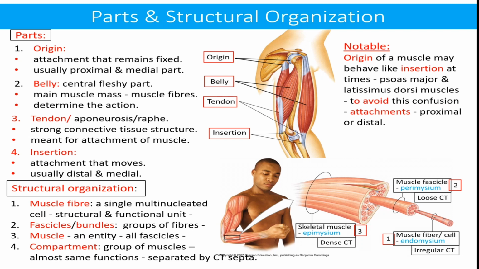A group of muscles having the same or almost the same functions are separated from other groups having different functions by connective tissue septa, and the space in which such a group is located is named as compartment.